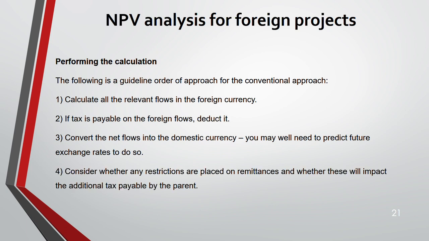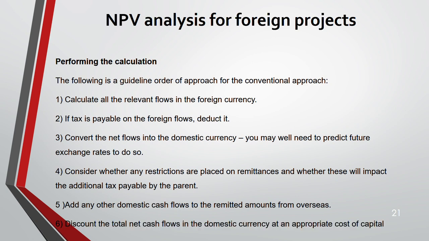Fourth, after you convert, if any restrictions are there on remittances, remember this will have an impact on the additional tax that is payable by the parent. Okay. Fifth, add any domestic cash flow. You might have your home country's cash flow, which has nothing to do with the foreign project. Add it. Add it to what? To all the amounts that were remitted to you from overseas.